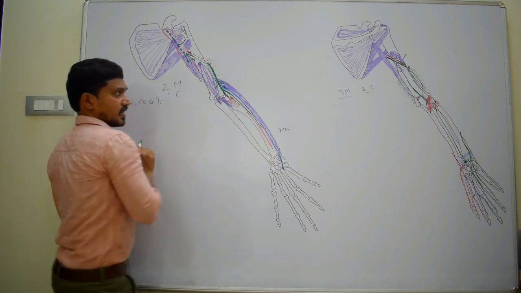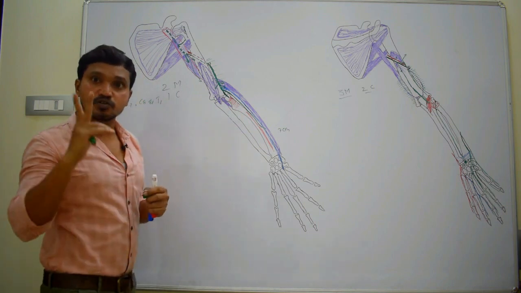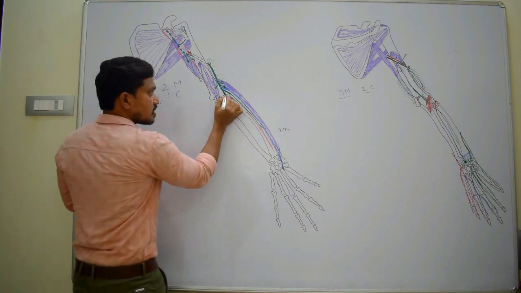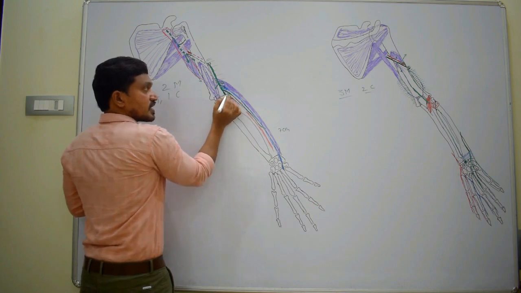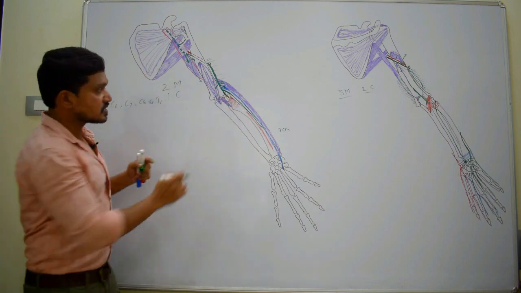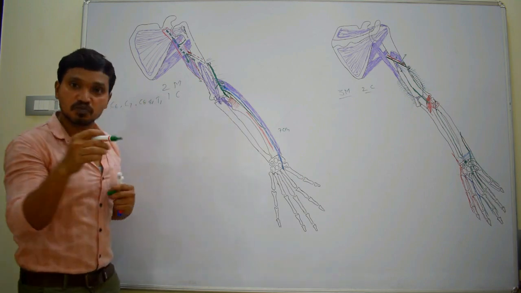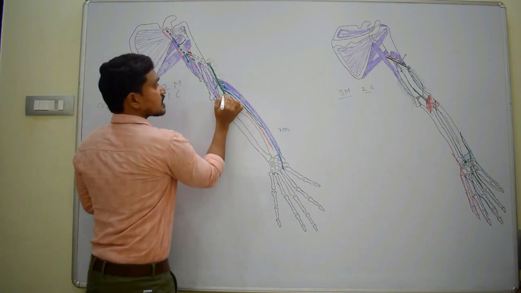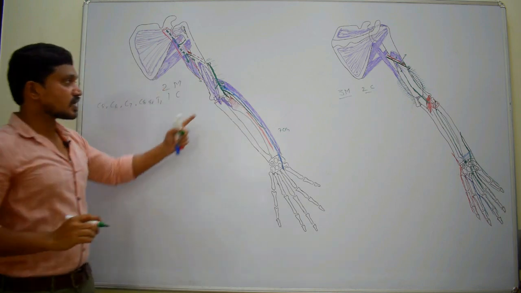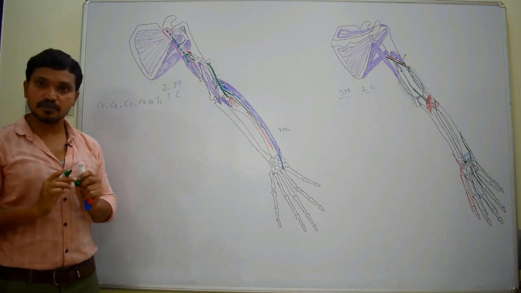Coming to the deep branch. Deep branch, before entering into the supinator muscle, gives two branches. One branch to the supinator, another branch to the extensor carpi radialis brevis. See here, this is the extensor carpi radialis longus. Deep to this, there is one more muscle. That is extensor carpi radialis brevis. So that is given before entering into the substance of the supinator muscle. Is that clear?